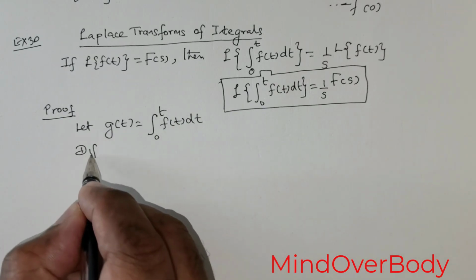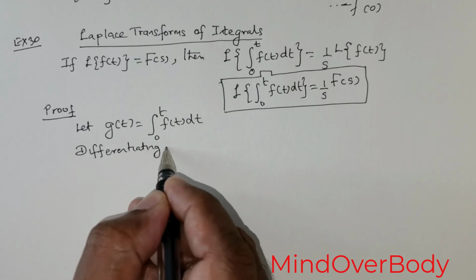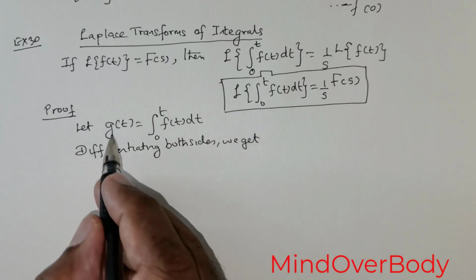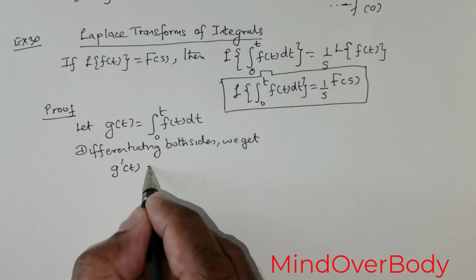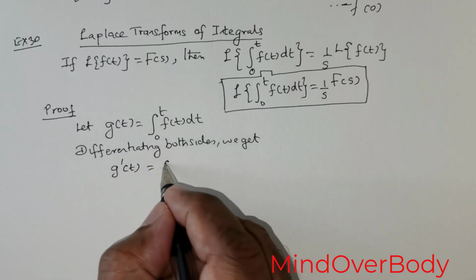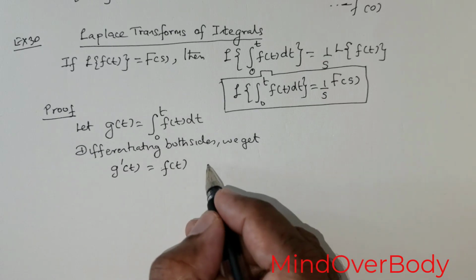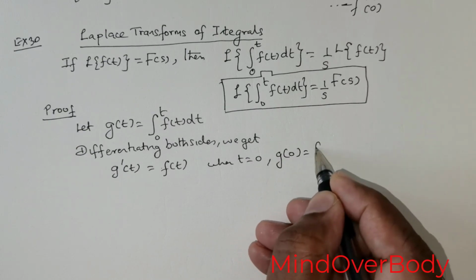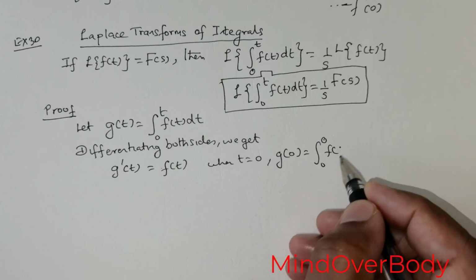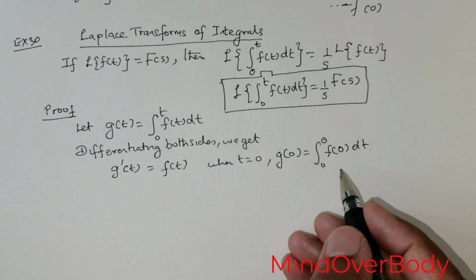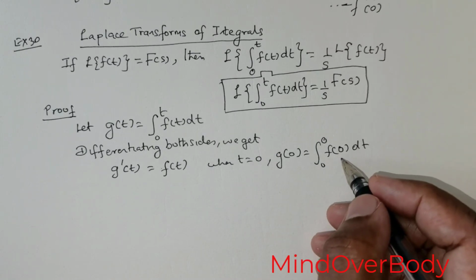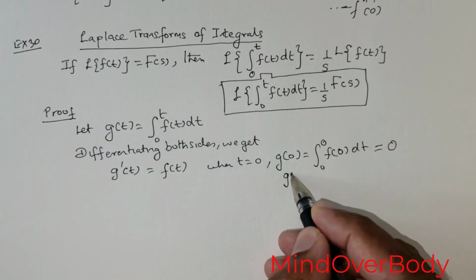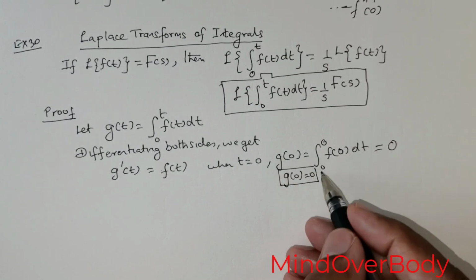Now differentiating both sides, we get, so what do you get when you differentiate both sides? The derivative of g of t would give you g dash of t. When you differentiate the right hand side, the integral and the differentiation get cancelled out, giving us f of t. Now when t is equal to 0, we see that g of 0 is the integral 0 to 0 f of t times dt. So g of 0 is equal to 0 because the limits are stretching from 0 to 0.